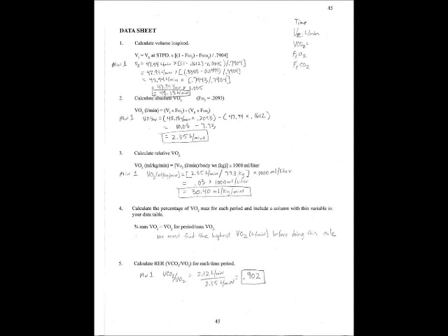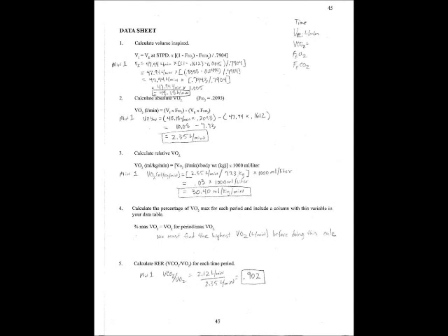Number 5, calculate RER. RER is VCO2 over VO2 for each time period. So for minute 1, VCO2 is given in our data sheet, and it is 2.12. And we calculated our VO2 up in number 2, we got 2.35 liters per minute. So very simply, we're just going to take 2.12 liters per minute, divide that by 2.35 liters per minute, and the RER for minute 1 is 0.902.